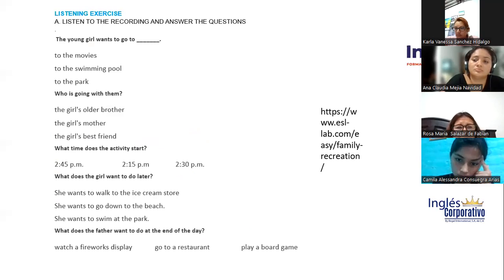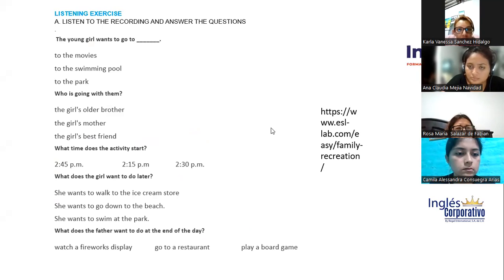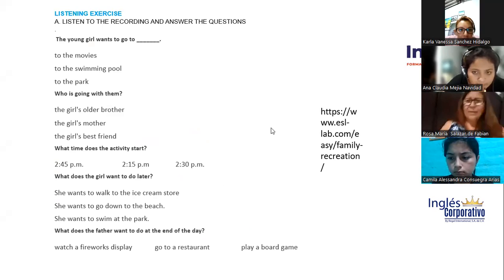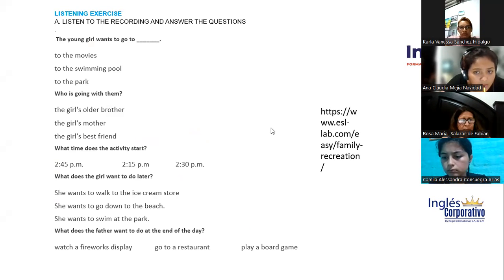Okay, usted va a escuchar una conversation. Y va a tratar de elegir las siguientes preguntas. Por ejemplo, the young girl wants to go to. Y entonces usted ve ahí cuál podría ser la respuesta de las tres.